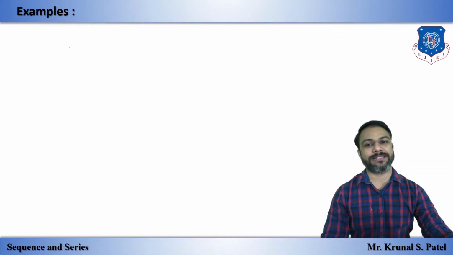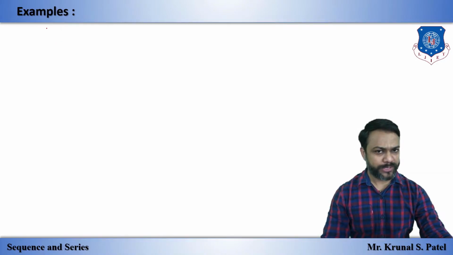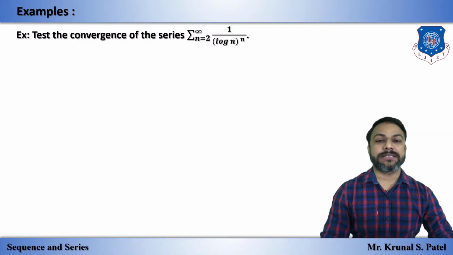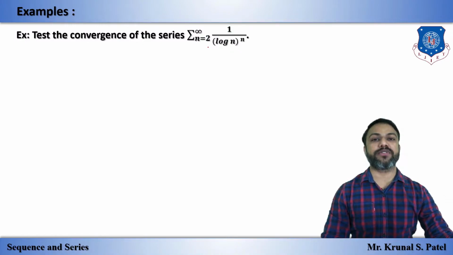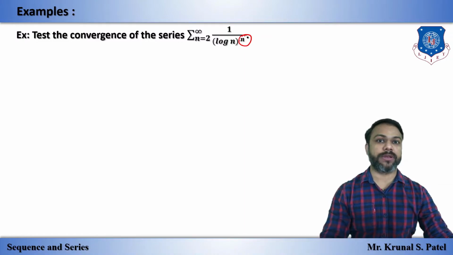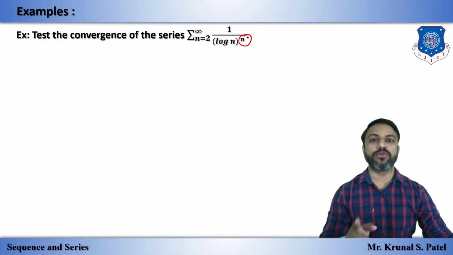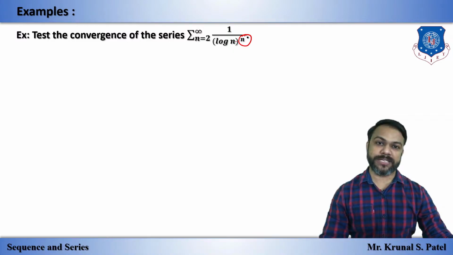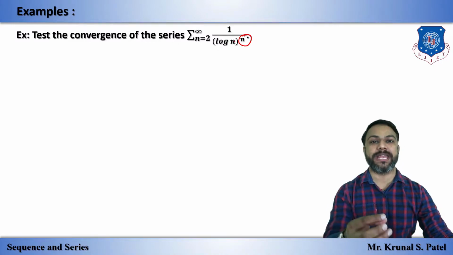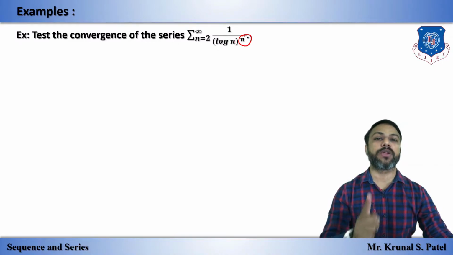Okay, so let's understand with 2-3 examples of this root test. First example, test the convergence of sigma n running from 2 to infinity, 1 upon ln, that is log n, whole raised to n. Here you can see that this power n is given, only power, not factorial. If factorial is there, we will use compulsory ratio test, but only power, anything raised to n, then we will use root test.